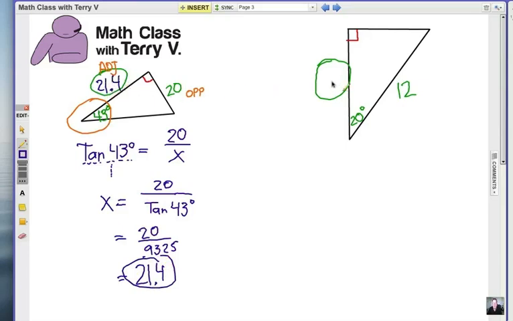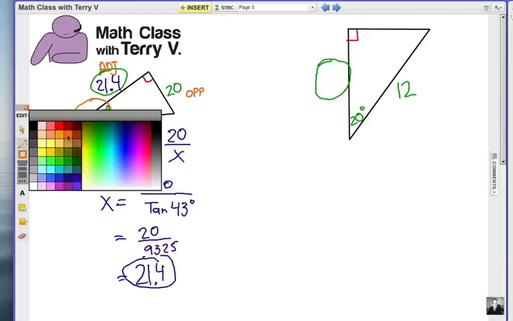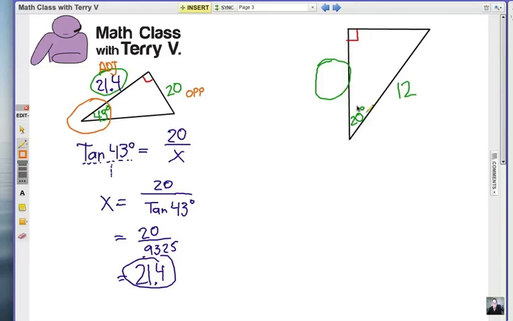Alright, you try the next one. So the first step is very helpful, and that's to label your parts. Now here's my reference angle, 20 degrees. Notice this is the hypotenuse. Don't just assume it's a leg. It's the hypotenuse opposite the right angle. And this is the leg that is running right into that angle, so it's called the adjacent leg.